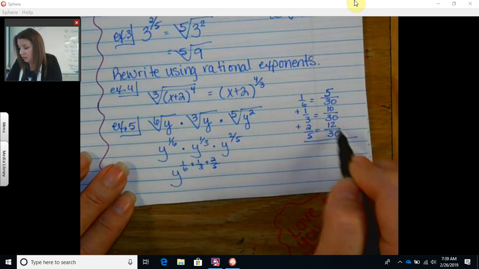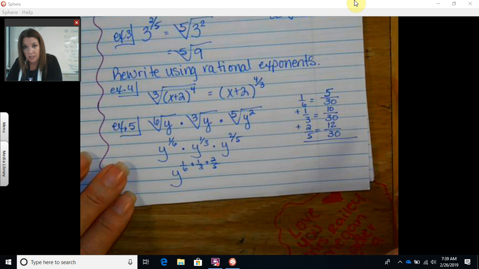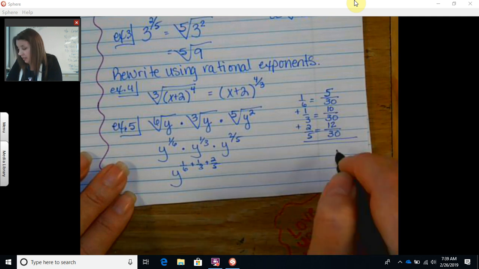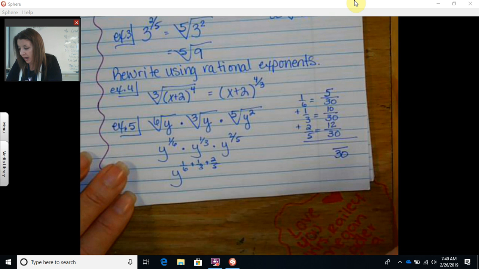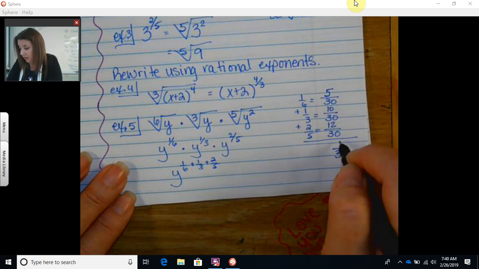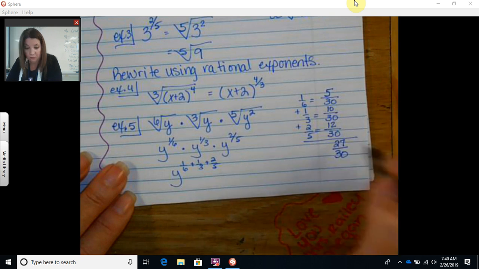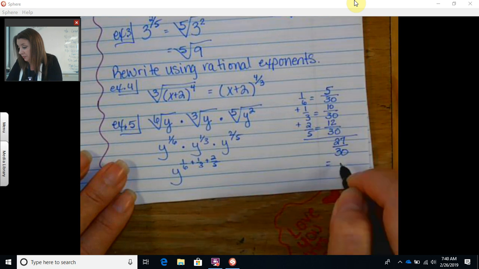They're equivalent. So once we have common denominators, we can add. You don't add the denominator. You just leave that the same. Add the numerators. 5 plus 10 plus 12 gives me 27/30. Which I can reduce exactly to what? 9/10.